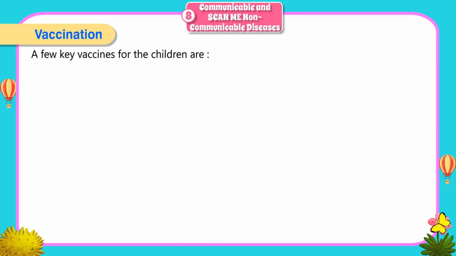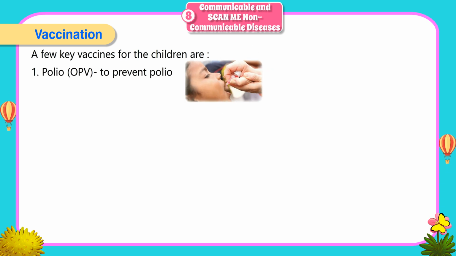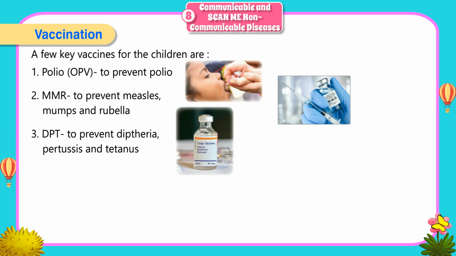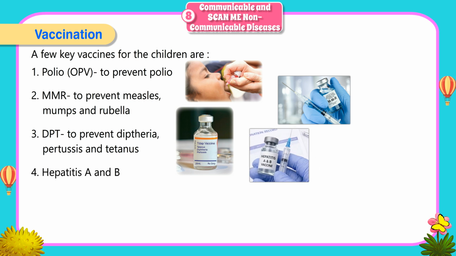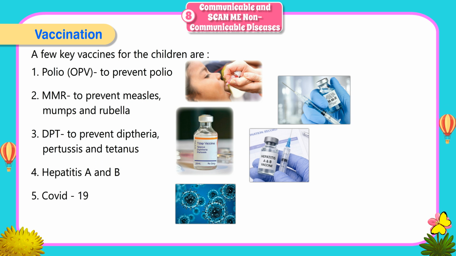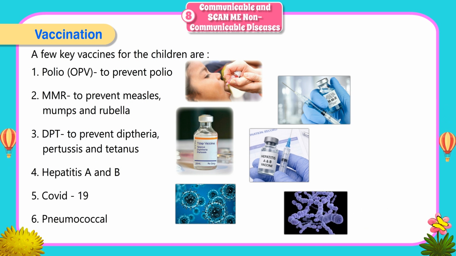A few key vaccines for the children are: 1. Polio OPV to prevent polio. 2. MMR to prevent measles, mumps and rubella. 3. DPT to prevent diphtheria, pertussis and tetanus. 4. Hepatitis A and B. 5. COVID-19. 6. Pneumococcal.